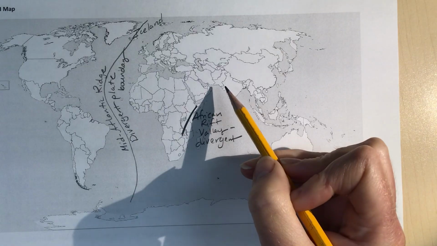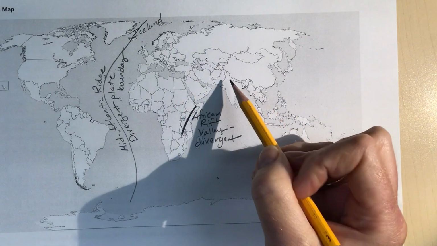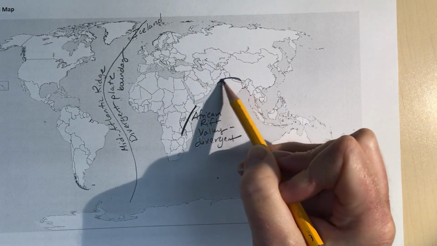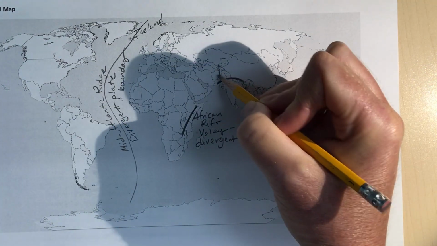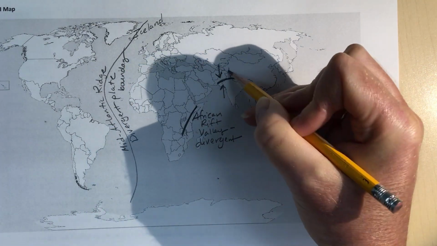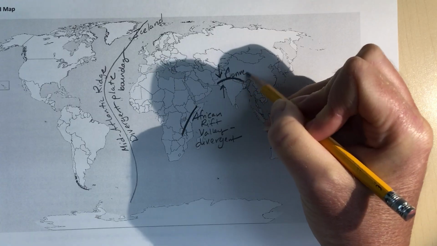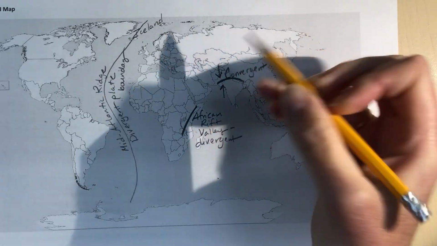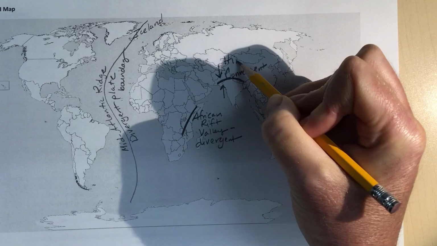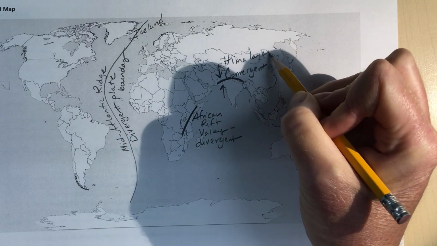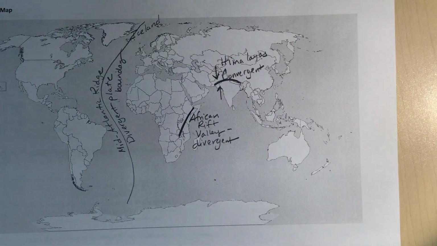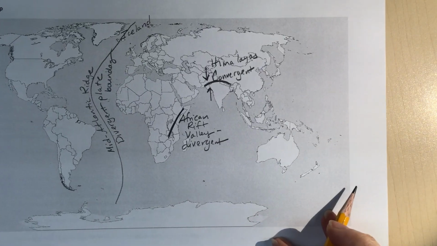The next one you need to know, and feel free to pause whenever you need to. Up here in the Himalayas, you've got plates crashing together. And so we have here a convergent plate boundary. And you need to know that this is the Himalayas. So Mount Everest is here on the convergent plate boundary. So they are getting taller.